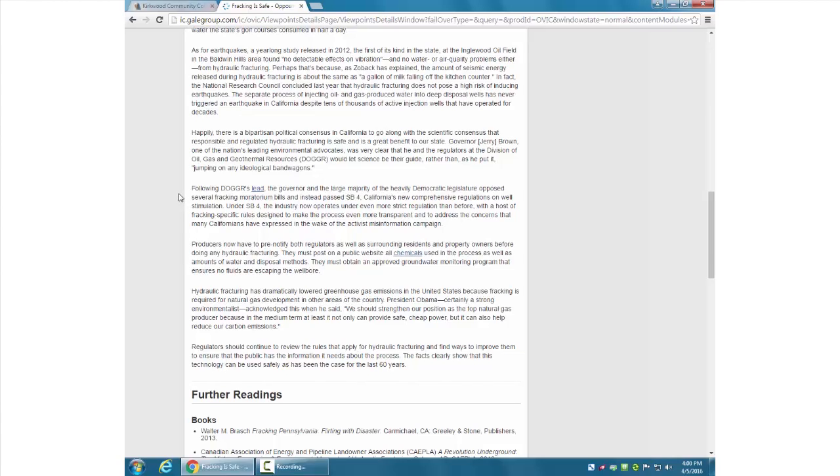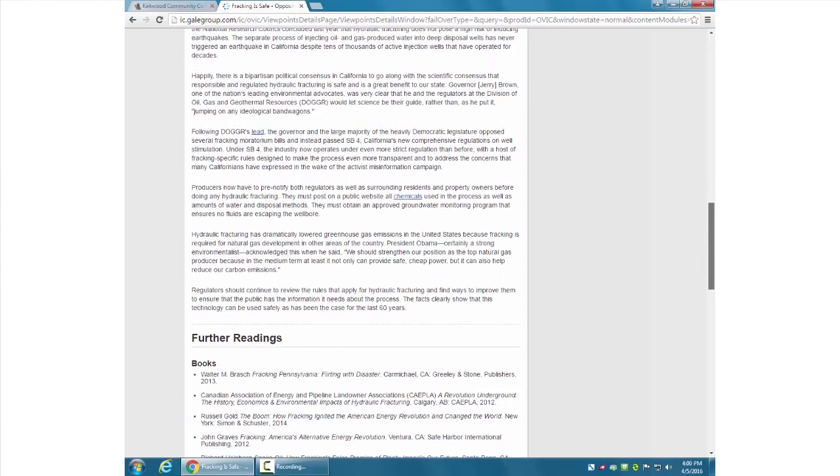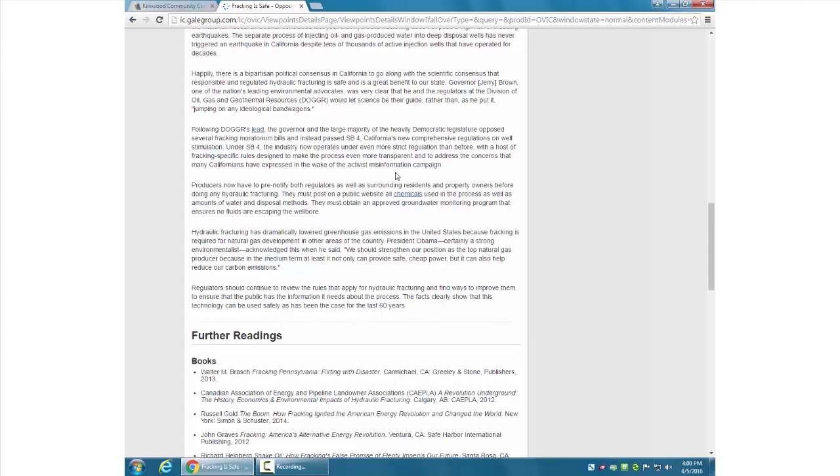Following the division's lead, the governor and the large majority of the heavily Democratic legislature opposed several fracking moratorium bills and instead passed SB 4, California's new comprehensive regulations on well stimulation. Under SB 4, the industry now operates under even more strict regulation than before, with a host of fracking-specific rules designed to make the process even more transparent and to address the concerns that many Californians have expressed in the wake of the activist misinformation campaign. Again, we're getting those accusations of scare tactics.